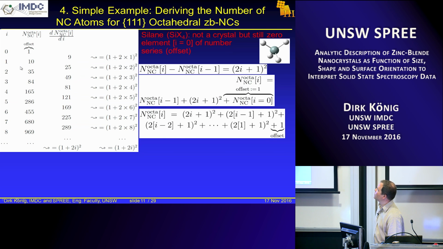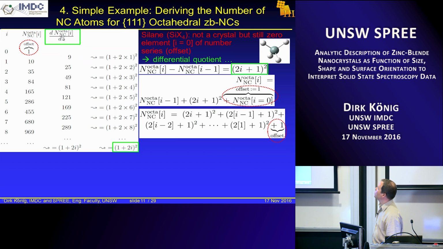And we have to relate that in some way to the running index. So we have actually an offset. And then we just multiply the running index with 2, and that sum is squared. But what we also have is an offset because the zero element of the number series is a single silicon atom. Obviously, it doesn't have any bonds to any other silicon or 3,5 atoms. So it's just a single atom crystal, so to speak.